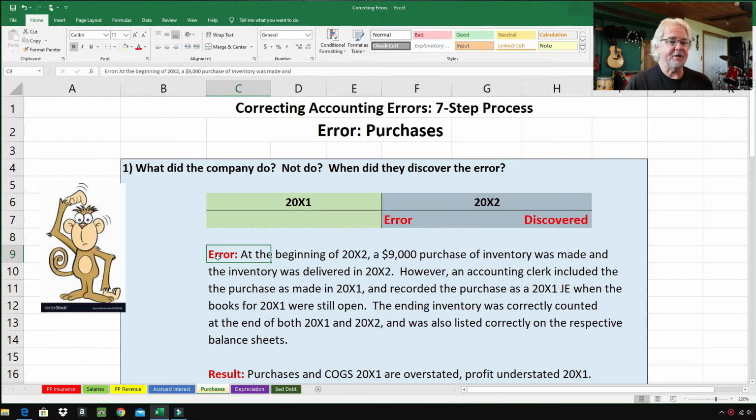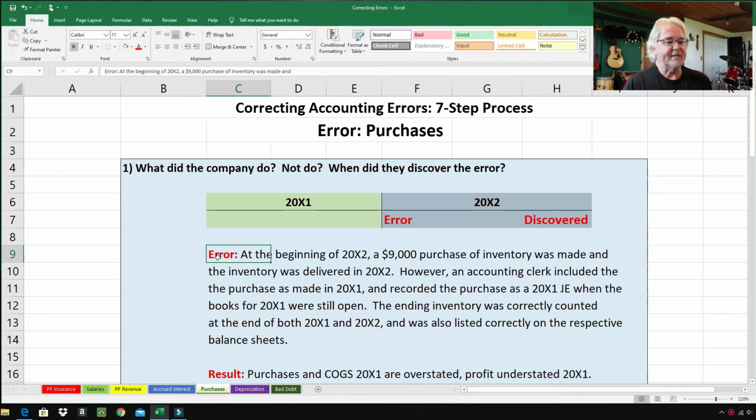However, the accounting clerk included the purchase as made in 2001 and recorded the purchase as a 2001 journal entry when the books for 2001 were still open. So apparently, here at the beginning of 2002, the books for 2001 were still open, and an accounting clerk thought, oh, this was a 2001 purchase, but that was not so.